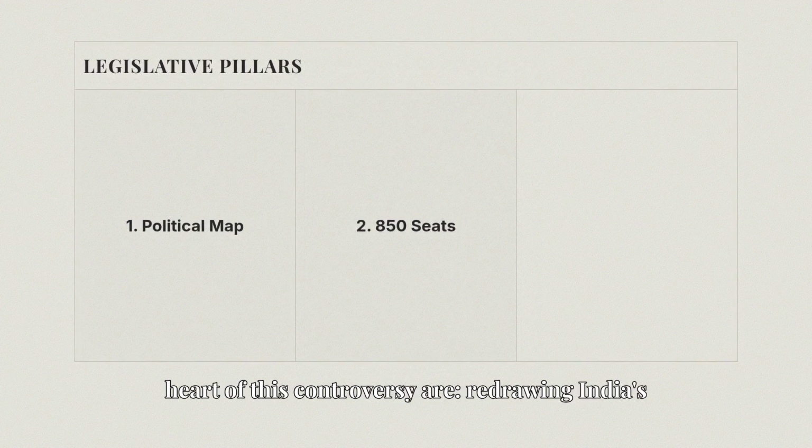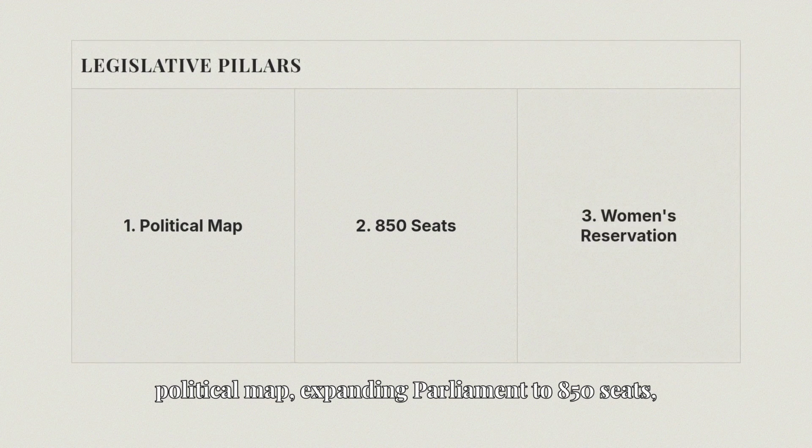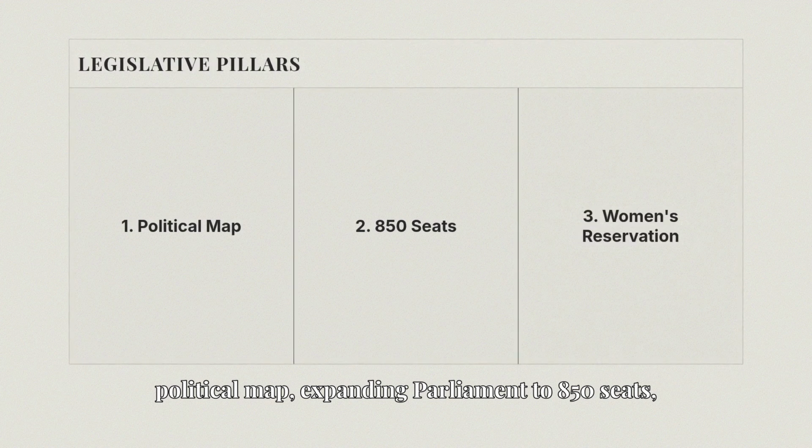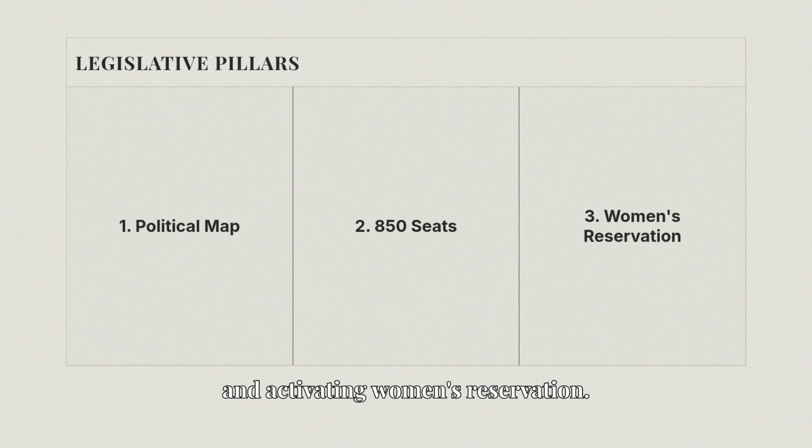Three interconnected pieces of legislation at the heart of this controversy are redrawing India's political map, expanding Parliament to 850 seats, and activating women's reservation.